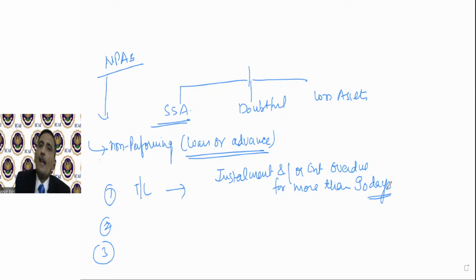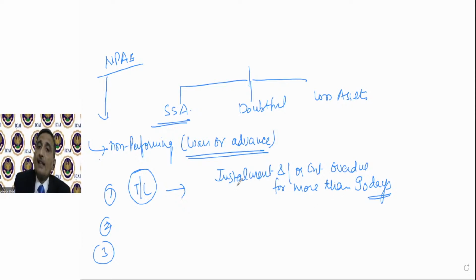Okay. So say if I have taken a car loan and I do not pay 3 monthly installments, or I do not pay interest of 3 months. Okay. Or if interest and installment are overdue for more than 90 days, then after completion of 90 days, the bank would classify my account as non-performing asset. So this is the condition in case of term loan. Okay.